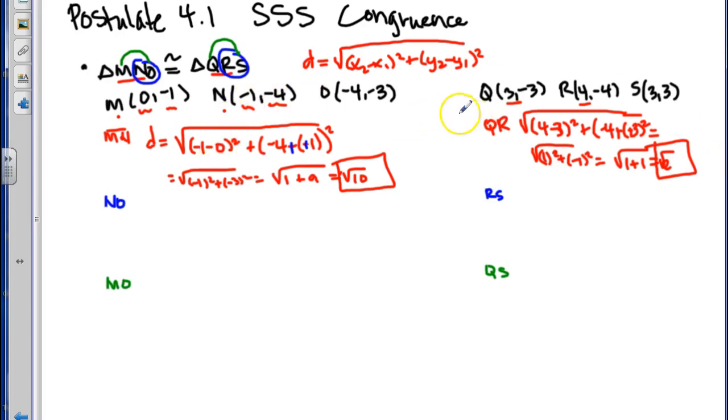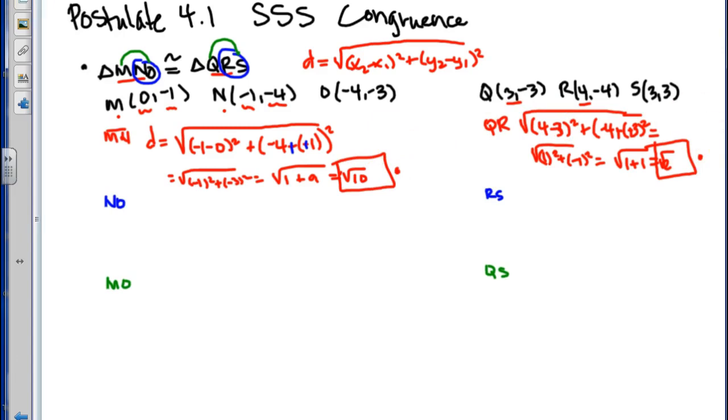Now, I like to do it this way, where I'm comparing the two sides, instead of finding all three sides of this triangle and then all three sides of this triangle and comparing them. I like to compare side to side because the first one that doesn't match up is a no. All right, hopefully that makes sense.